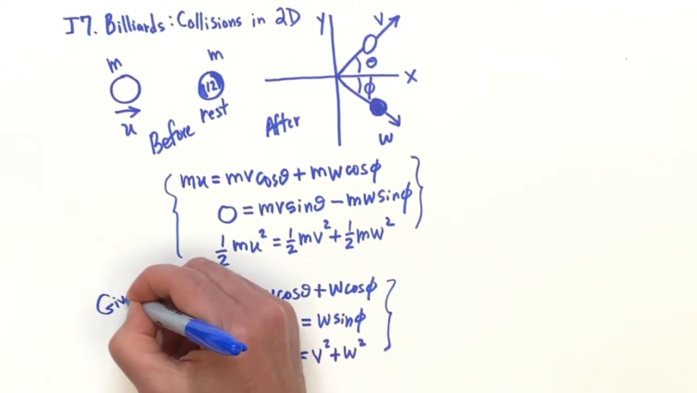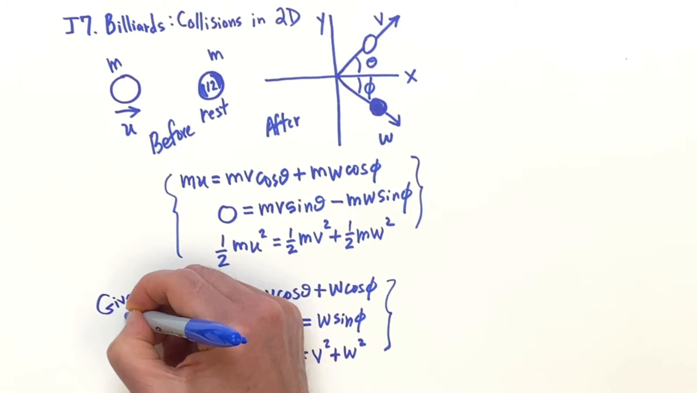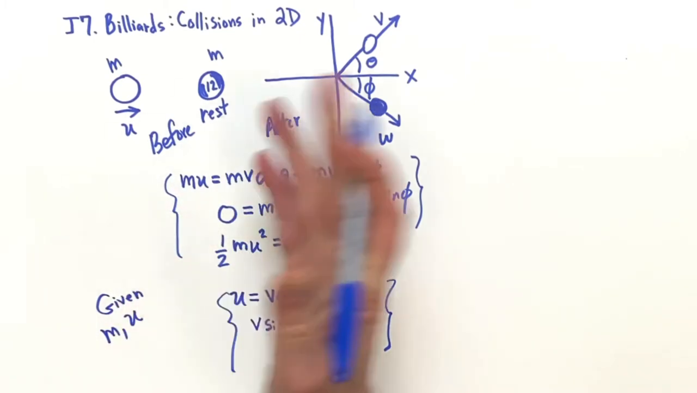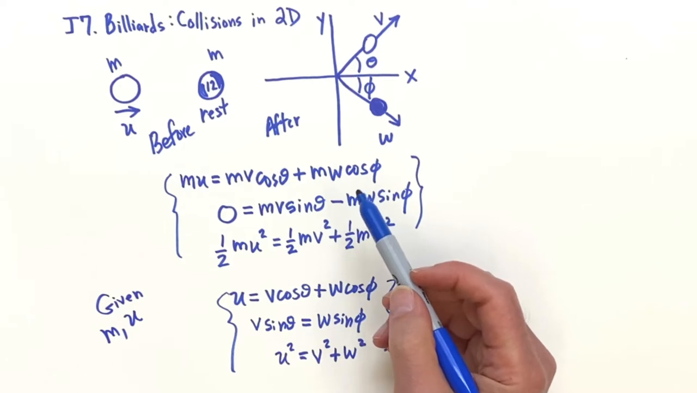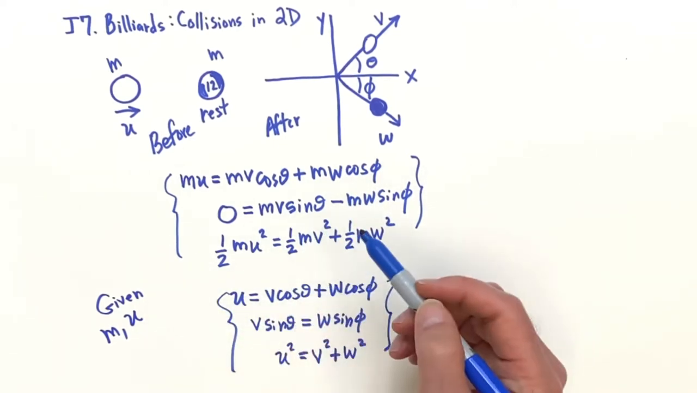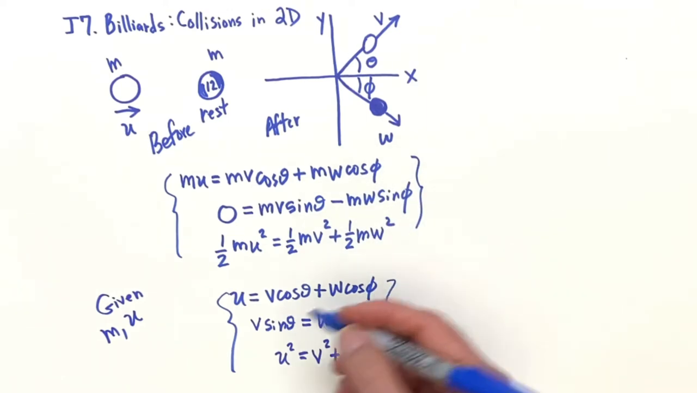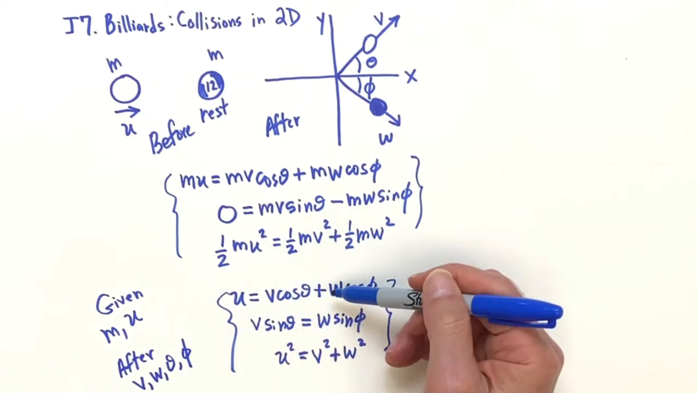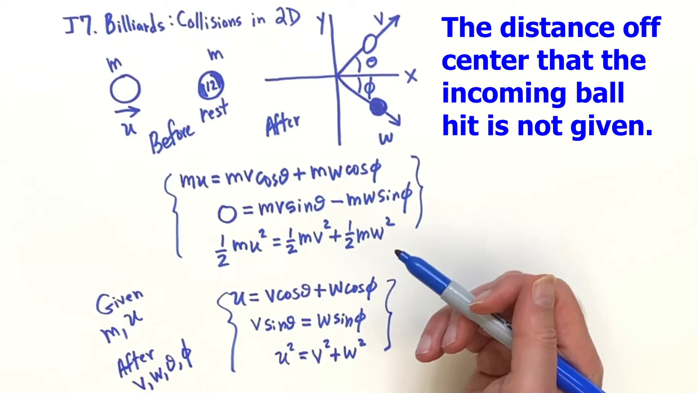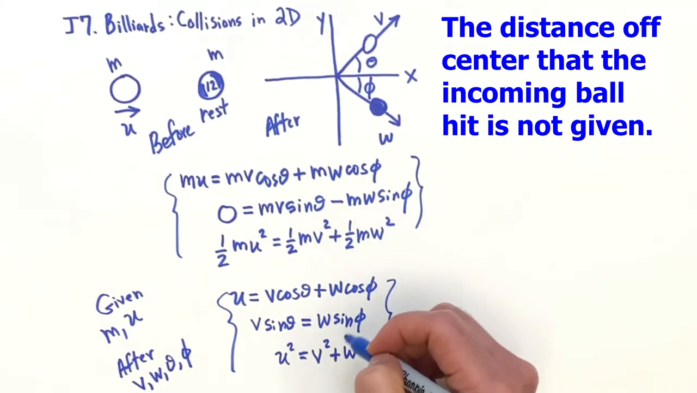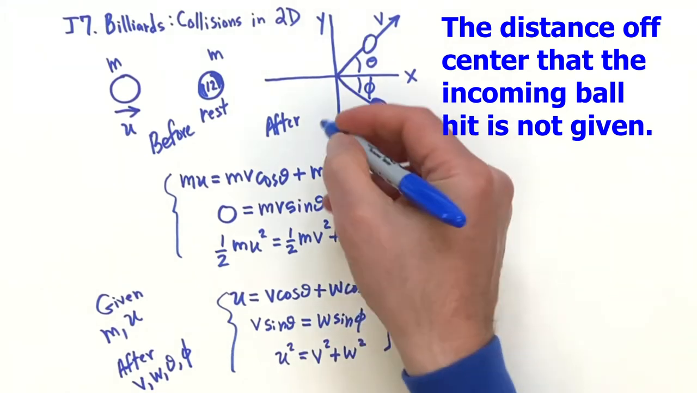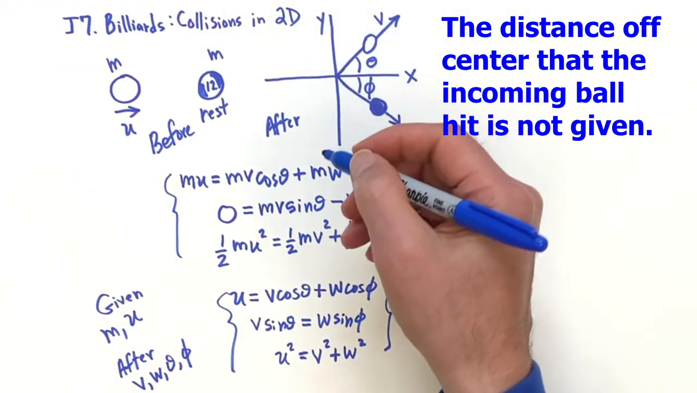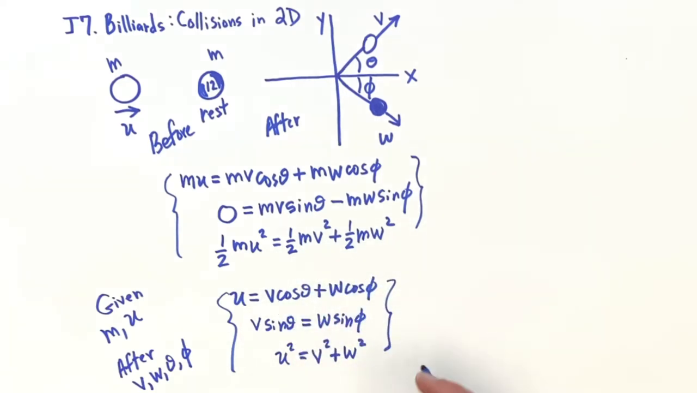We basically would be given U, and M, but the M doesn't really matter when the masses are the same. It's going to drop out. So if we're given U, we want to know stuff that happens afterwards. Well, afterwards, you have V, W, theta, and phi. Well, that's four unknowns, and there's three equations. So that's not going to be possible to solve unless you're given some more information. Like if you're given one of the angles, or if you're given, say, V or something.